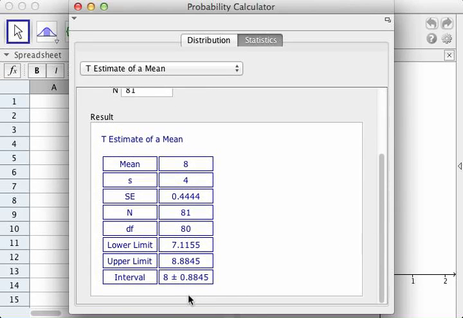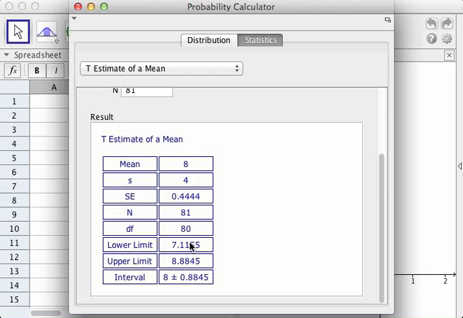The interval is from 7.1155 to 8.8845, which written in plus or minus notation is 8 plus or minus 0.8845. Margin of error, 0.8845. Sample mean, 8. And then we have the lower and upper limits. And degrees of freedom, 80. One less than the sample size.